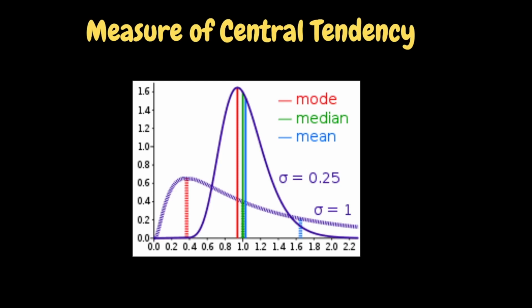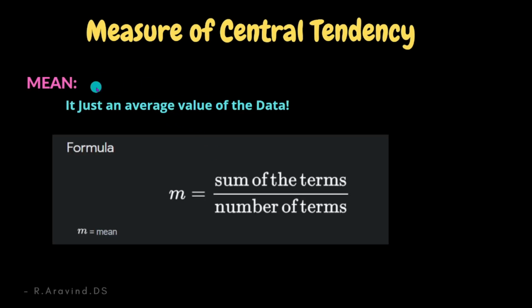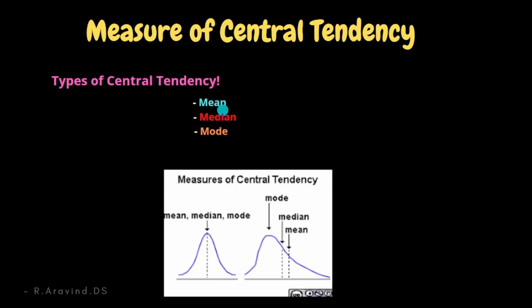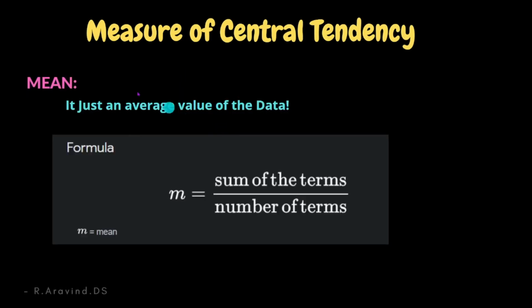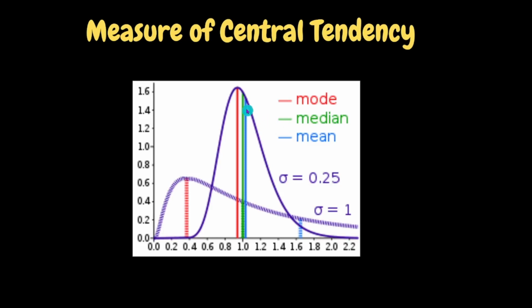Okay, so let's go to the mean part now. So mean. Okay, this is the mean. We are going to see about the mean. We have three types, right? Mean, median, mode. We are going to see the first type actually. So what is mean actually? It's just an average value of the data. So what is the average value? You can tell us this average.